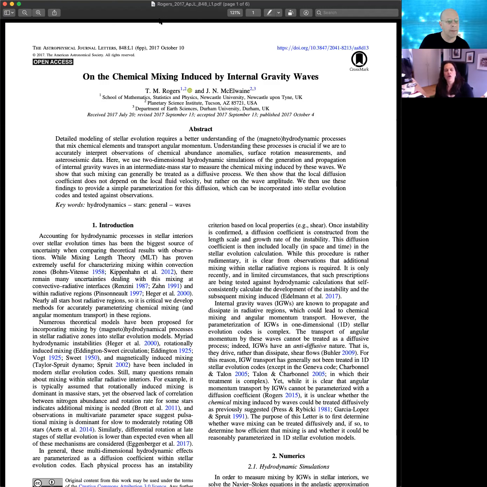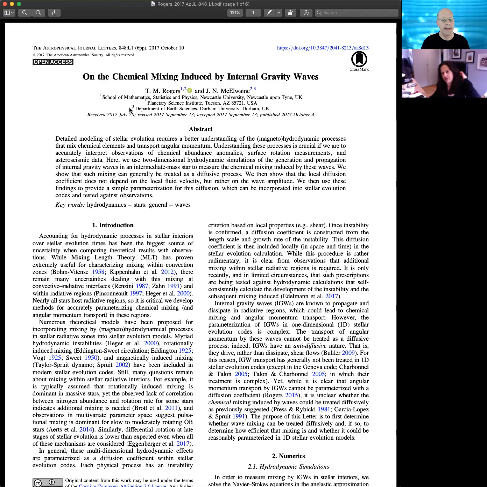Okay. So the goal of this particular paper was to say, okay, well, that's angular momentum transport. It has a direction. Momentum is a vector. That's a weird thing. Let's set that aside and say, what about actual mixing of species, not angular momentum? Can the mixing properties from internal gravity waves be treated like diffusion? And if so, what does that diffusion coefficient look like? And how do we put that into a 1D stellar evolution model? Cool. So that's what this paper is about.